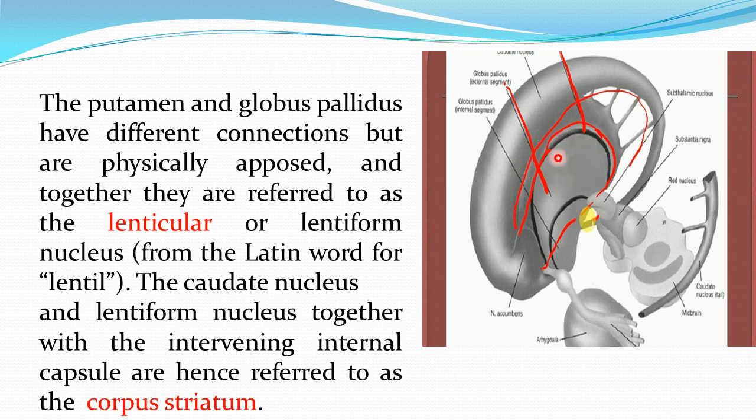The caudate nucleus and lenticular nucleus, that is caudate nucleus, putamen and globus pallidus, with the intervening internal capsule, all these structures are known as corpus striatum. The interconnecting grey matter with the white matter of the internal capsule gives the basal ganglia a striped appearance. That's why these parts as a whole are known as corpus striatum. Corpus means body, striatum means striated or striped body.